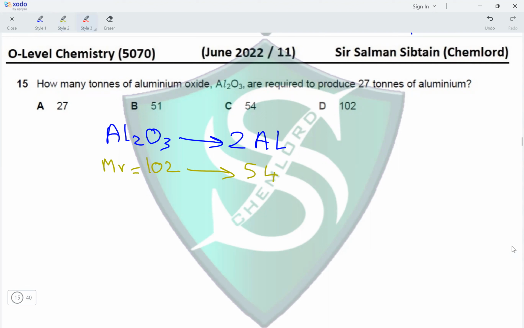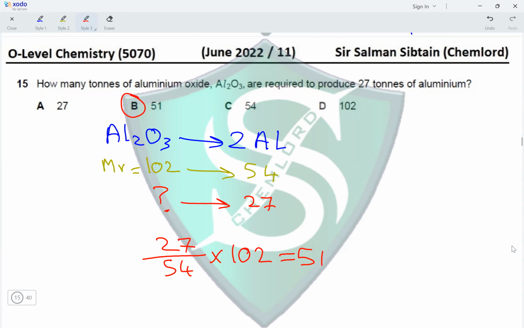And they're asking us how much Al2O3 would be required to produce 27 tons of aluminum. So we can calculate this 27 upon 54 into 102. This gives us a value of 51. So this makes option B the correct option for this question.